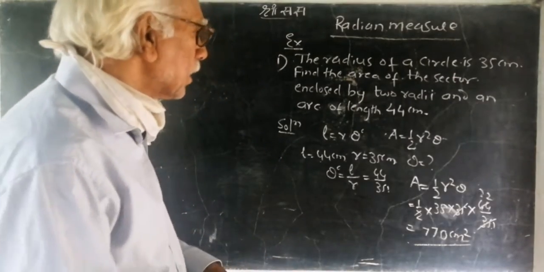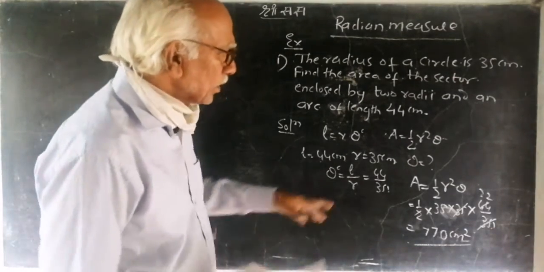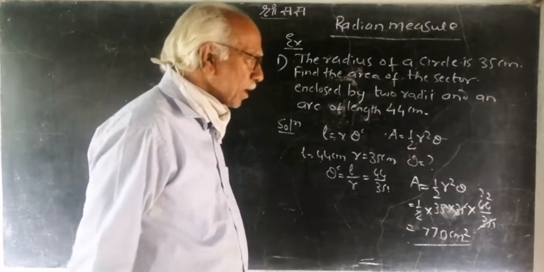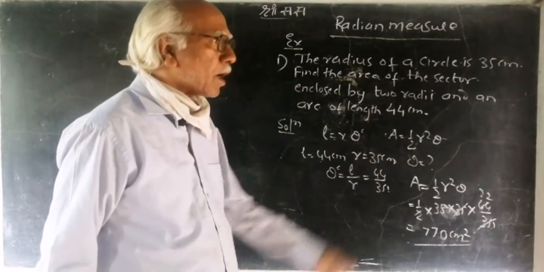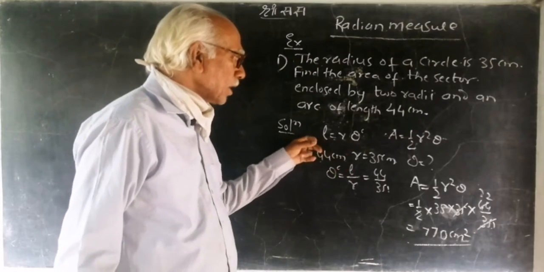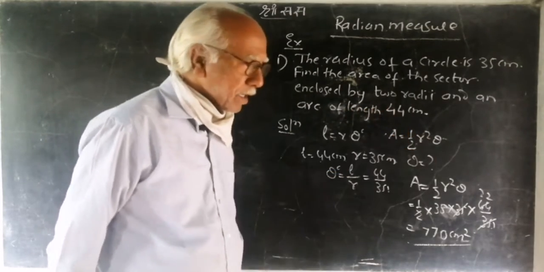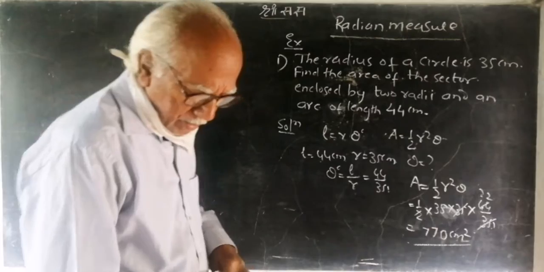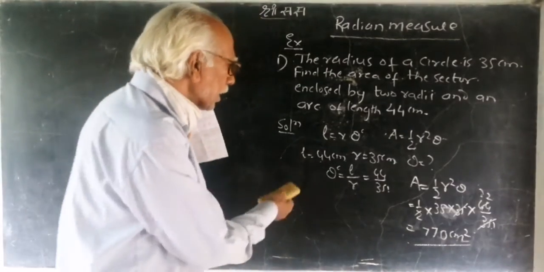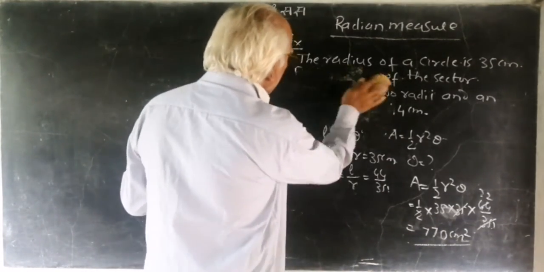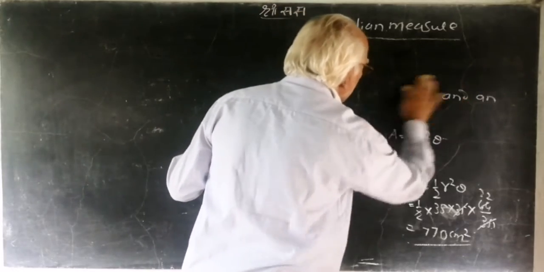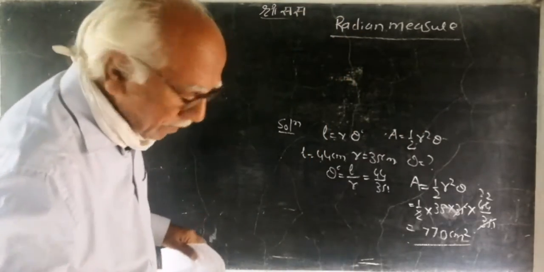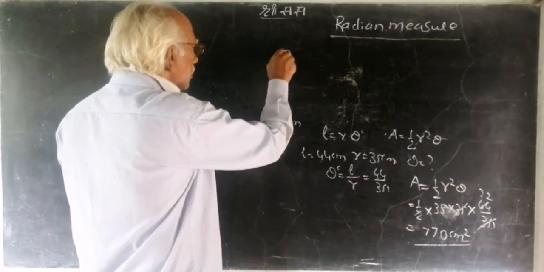Or you can directly do this problem without taking this. See, half r square theta can be written as half r into r theta, and r theta is L, which is directly given here, and you can do that one, but it is mere practice. So you can go through how to find out the angles in radian. So now let us move to one more sum.